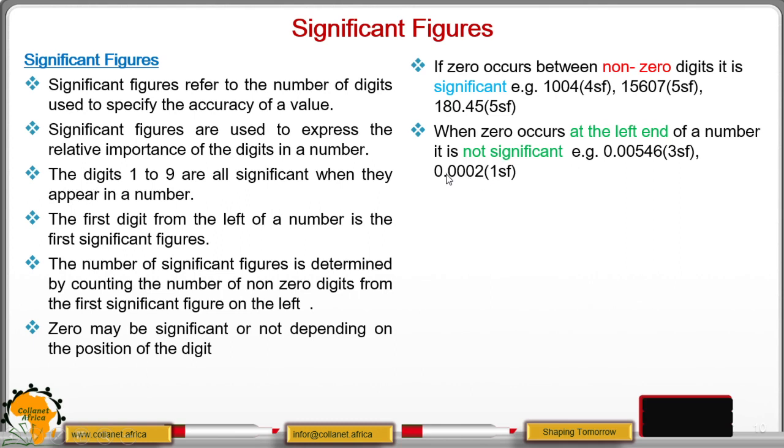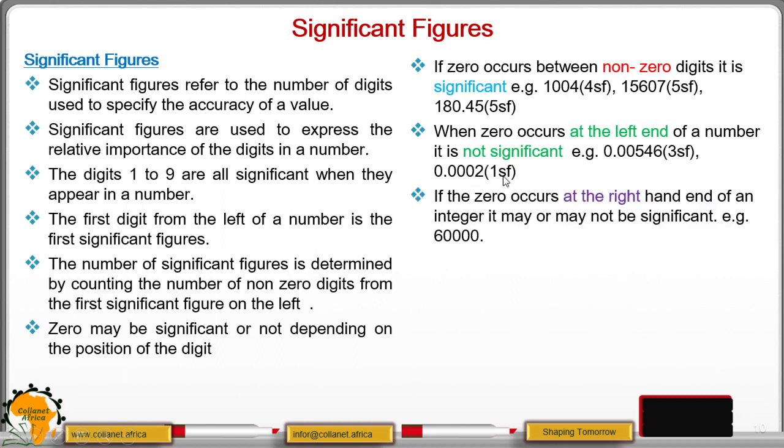Then number 2, you have 0.0002. So again, all these zeros are not significant. So you count the first non-zero digit, which is 2, and then you find that it is the only one, and therefore this number is correct to 1 significant figure.